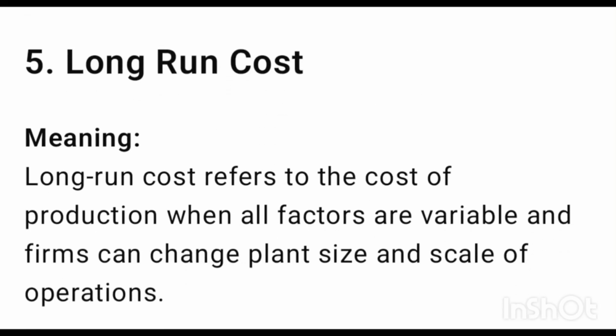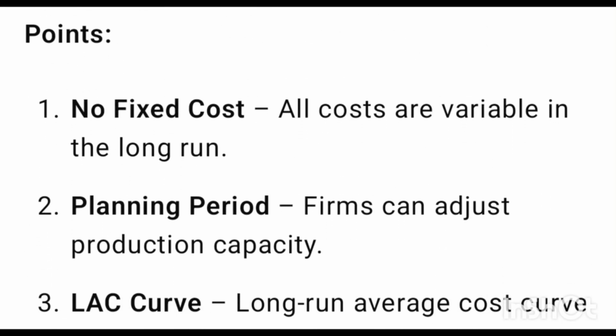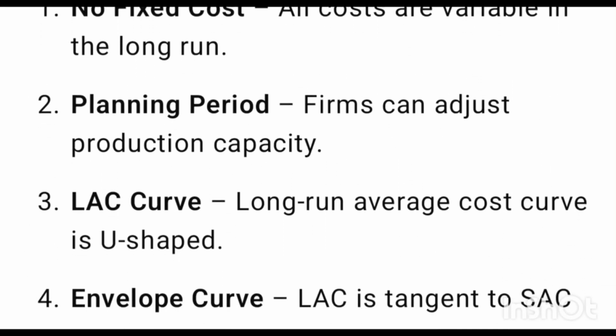Number 5. Long-run cost. Meaning. Long-run cost refers to the cost of production when all factors are variable and firms can change plant size and scale of operations. Points. 1. No fixed cost. All costs are variable in the long run. 2. Planning period. Firms can adjust production capacity. 3. LAC curve. Long-run average cost curve is U-shaped.